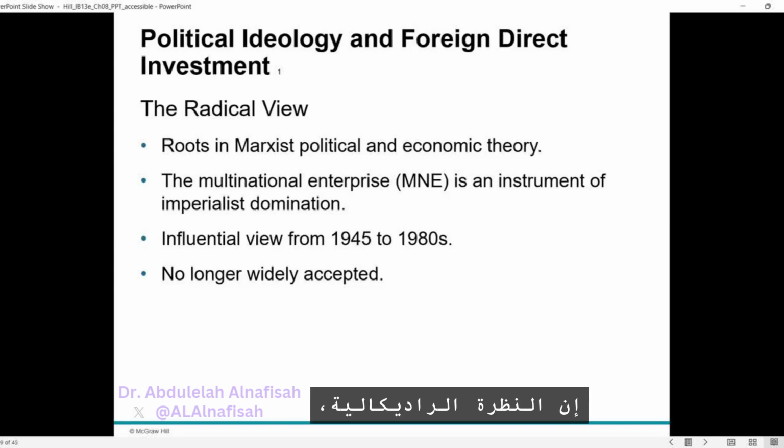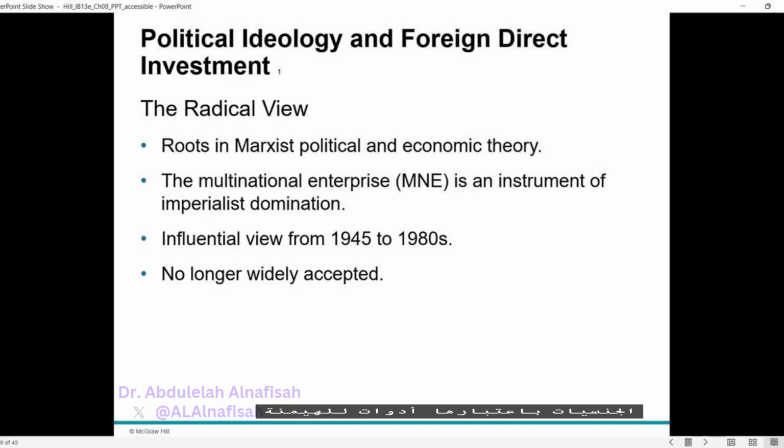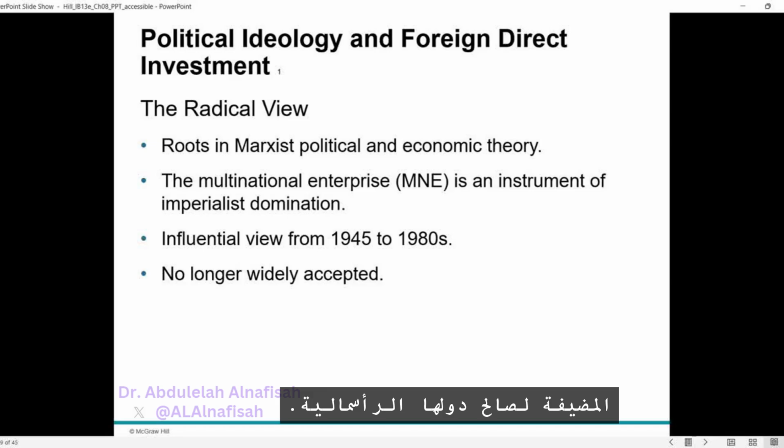The radical view, grounded in Marxist theory, perceives multinational enterprises, MNEs, as tools of imperialist domination that exploit host countries for the benefit of their capitalist home nations. Critics argue that MNEs repatriate profits while providing minimal value to the host country, controlling key technology and reserving significant jobs for home country nationals. This view holds that FDI keeps less developed countries dependent on advanced nations for technology, investment, and jobs.